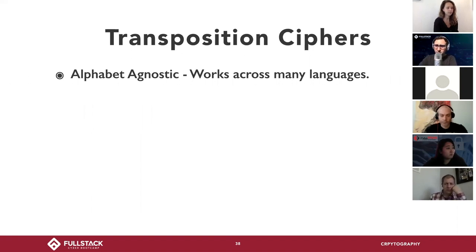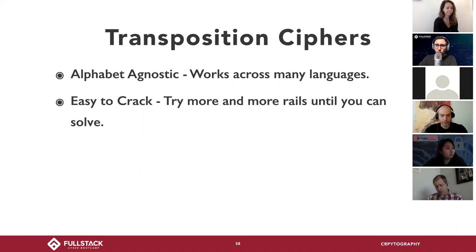The idea behind transpositional ciphers is a couple of things. One is that you can just try more and more rails. If you know that this is a rail cipher and you just can't figure out how many rails, you can try writing this out with two rails, then three rails, then four rails, and continue until you have enough rails to actually solve this particular problem.